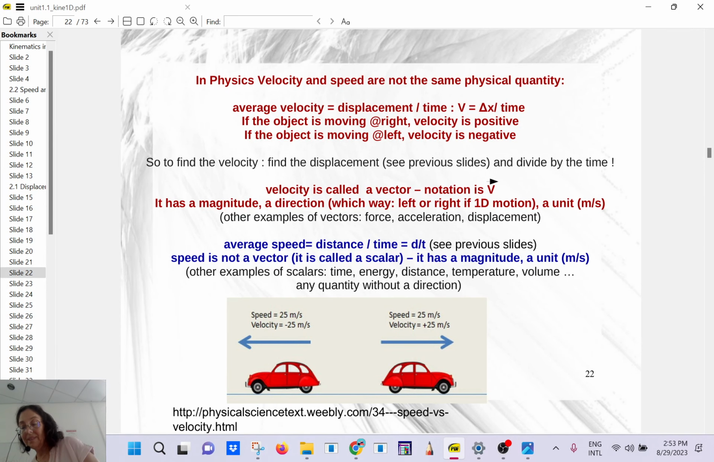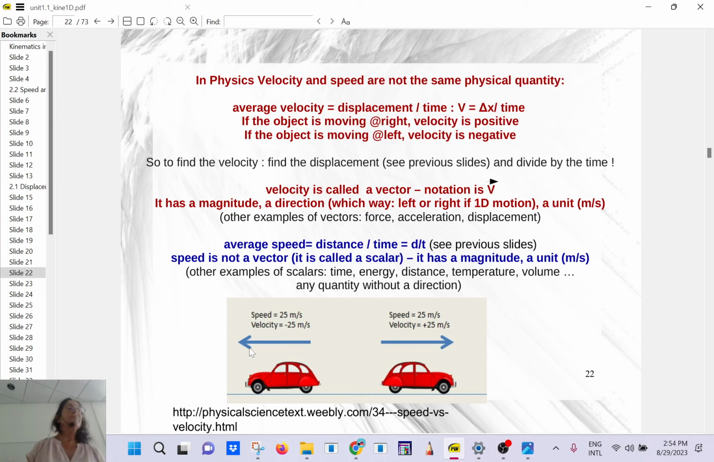Okay, so let's go back to the physics here. We have a difference between displacement and distance, and we also have a difference between speed and velocity. So speed is a scalar, okay? It's moving at 25 meters per second. It doesn't say which way it's moving, but velocity is a vector. So if it's moving to the right, velocity is going to be positive, and the displacement from here to there is positive. And if it's moving to the left, velocity is going to be negative and the displacement is negative.